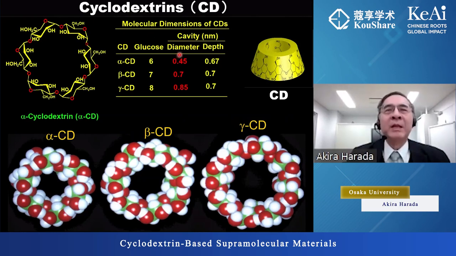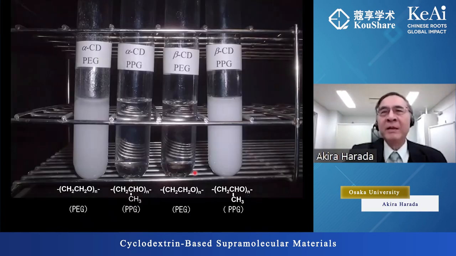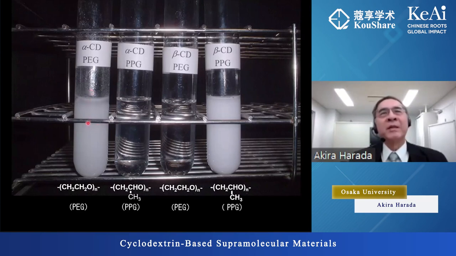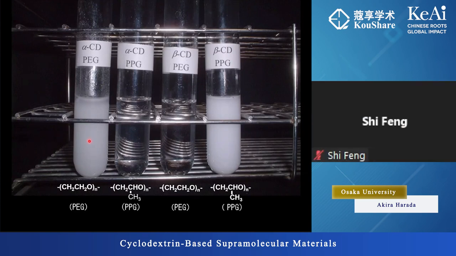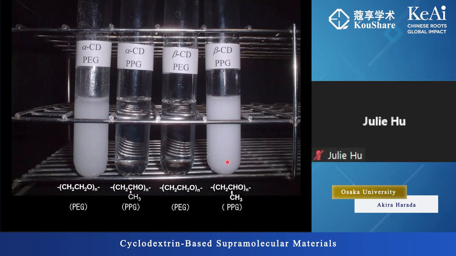So we studied the interaction of cyclodextrins with various polymers, and we found that cyclodextrins form inclusion complexes with some polymers with high selectivity. For example, when a cyclodextrin and polymers are mixed in water, as shown here, alpha cyclodextrin, the smallest one, forms complexes with polyethylene glycol, a simple polymer, but not with polypropylene glycol, which has a methyl group on the polyethylene glycol chain. In contrast, the larger beta cyclodextrin forms complexes with polypropylene glycol, but not with polyethylene glycol. Very different.